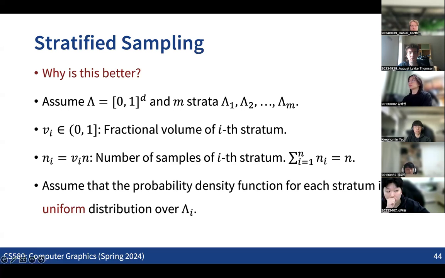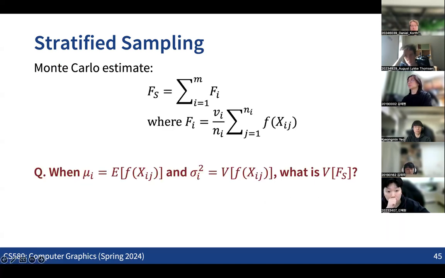Then now we can define the Monte Carlo estimate like this. We are defining the final estimate as the sum of the estimates for each of the strata. And for each stratum, based on the definition of the Monte Carlo method, we have this estimate. This is the case where we have the uniform distribution, right? So as we had B minus A in the previous slide, we have Vi here. And if we take the sum of all the estimates, that becomes the final estimate, right?